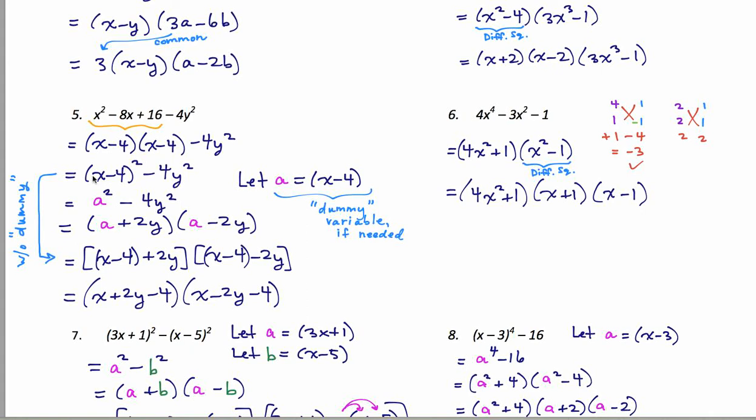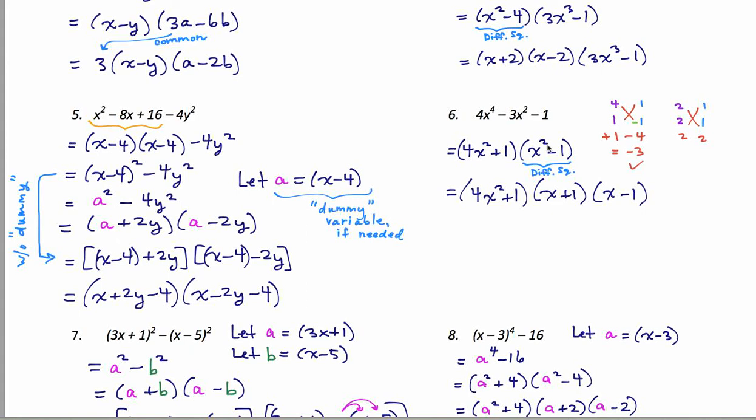If you can see this as binomial squared minus 4y squared, then you can skip the dummy variable step and go straight to binomial plus 2y times binomial minus 2y. Okay, so you don't have to use the dummy variable. I just put it in here as an option because sometimes it's hard to factor with binomials as a factor when you're just very used to using monomials. So let's look at example number 6.